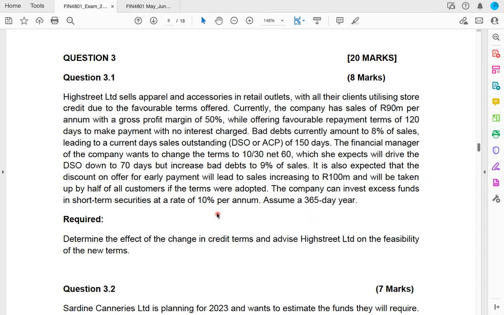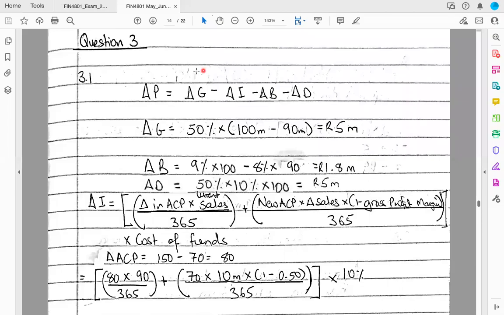So we are asked, determine the effect of the change in credit terms and advise High Street Limited on the feasibility of the new terms. So for this particular question, to decide whether or not to implement these credit standards, we get the change in profitability, which will make us decide whether or not to implement these credit standards.